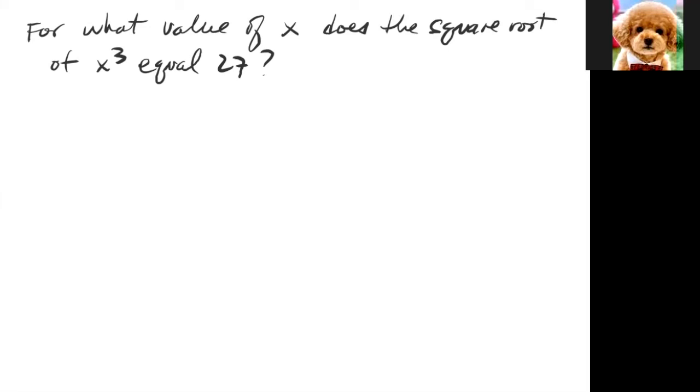Brian says 3. Max says 9. How can we show this using algebra? Brian, what were your steps for simplifying this? Find the factors of 27.